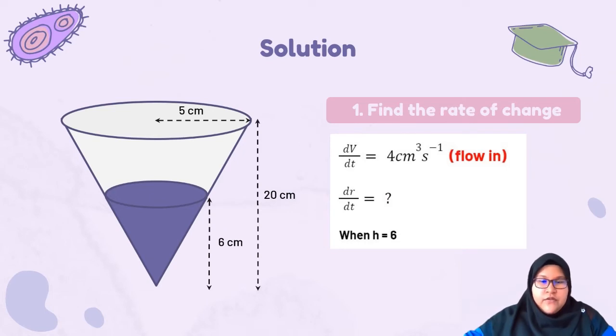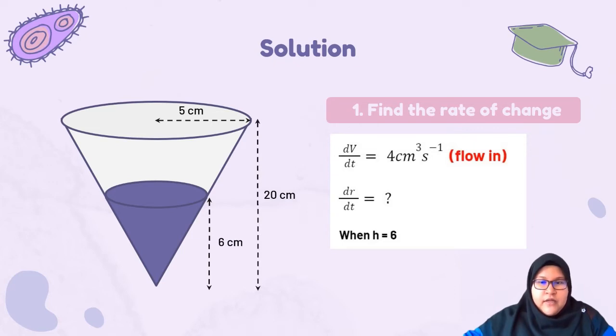Solution. There are several steps to solve this question. Step 1. We have to find the rate of change given. The given rate of change is dV over dt, which is equal to 4 cm³ per second. Why is the value of dV over dt positive? It is because the question states that the water flows into the tank, which means the water in the tank will increase. So the value of dV over dt will be positive.